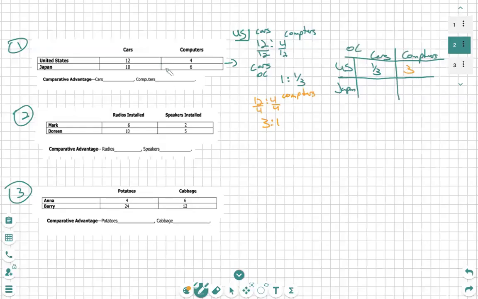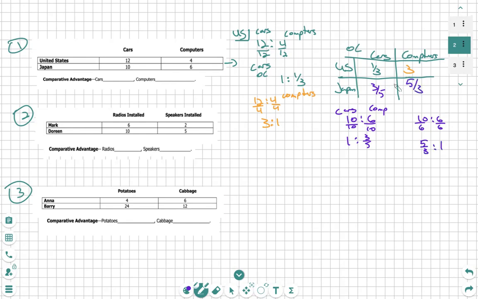We will do the same exact thing for Japan. So let's write out the ratio and figure it out. Cars, computers. To find cars first, divide both by 10. 1 is equal to 3/5. And then to find computers, we will divide both by 6. We see 5/3 is 1.